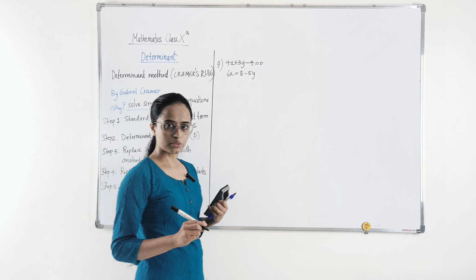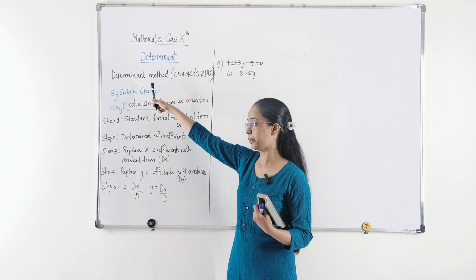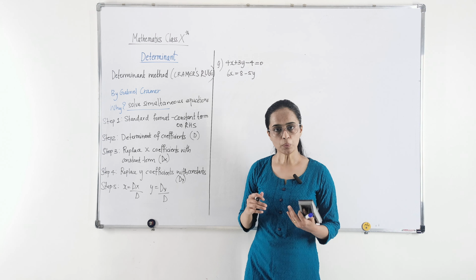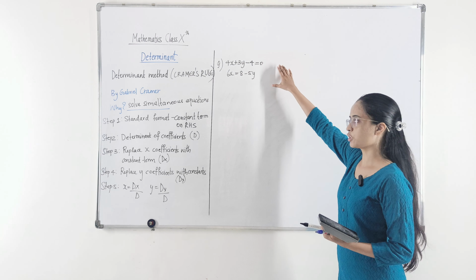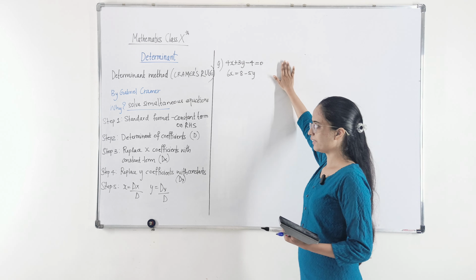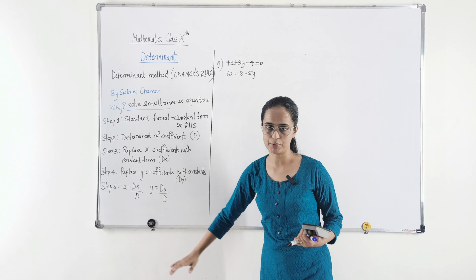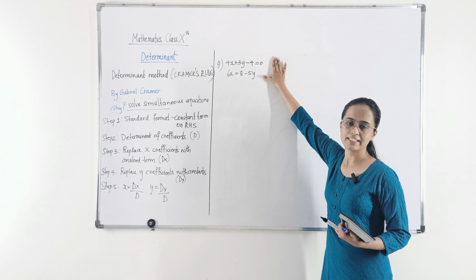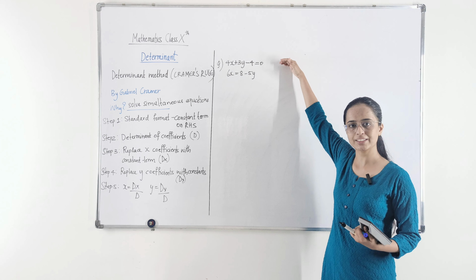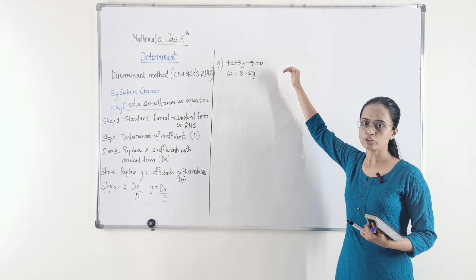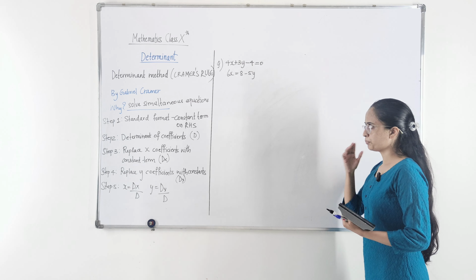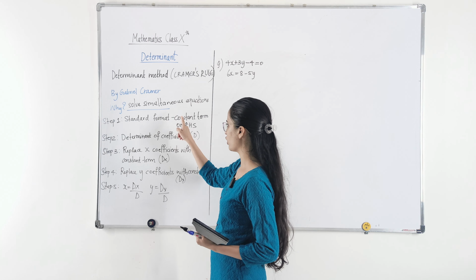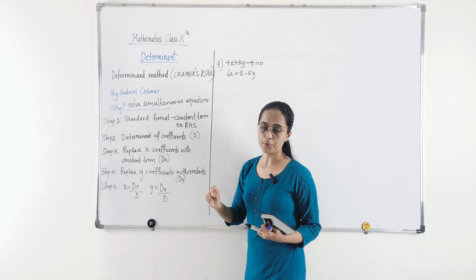Now, in order to use this method, which is the method of determinant, there are five steps that you need to follow. So what we will be doing is, we will be solving this particular system of equations step by step and understanding what exactly are these steps, right? So the question says you're supposed to solve these equations. If the question says solve this equation, it means that you're supposed to find the values for x and y.